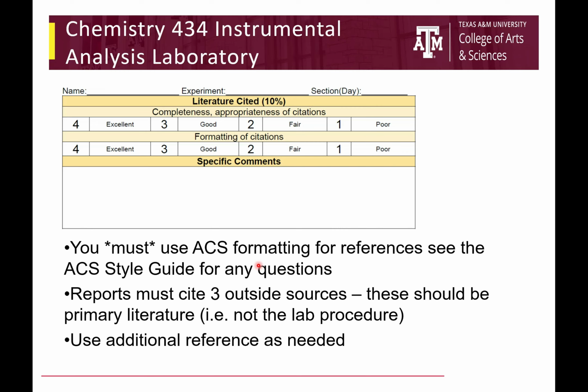The Analyst is okay, Analytical Methods is okay. All right, so these are what I'm talking about. Primary literature journals. If you're not clear about what that is, come and ask us. We'll clear it up for you. You must cite 3 outside sources, and it should not be the lab procedure. You can cite the lab procedure, but that's not going to count as the 3 outside sources. And then you can also use additional referencing as needed.